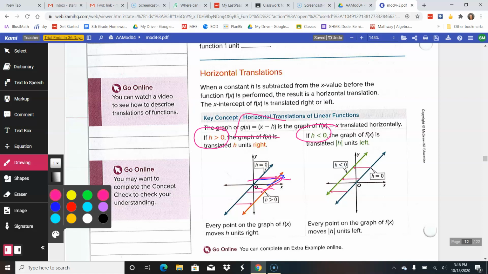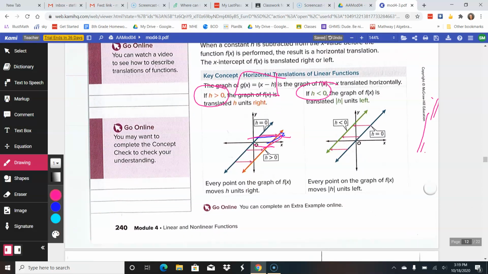It kind of makes sense because the graph looks like this now. So it's not f of x equals x minus 2 or x plus 2. It's in the parentheses. And there's a slight difference in that, okay? So when I'm doing that, I have to move to the left or to the right. So if it's greater than 0, it's going to the right. If it's less than 0, it's going to the left.